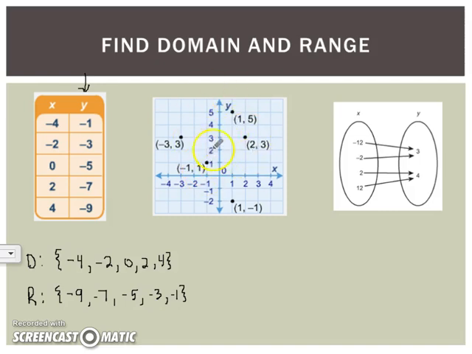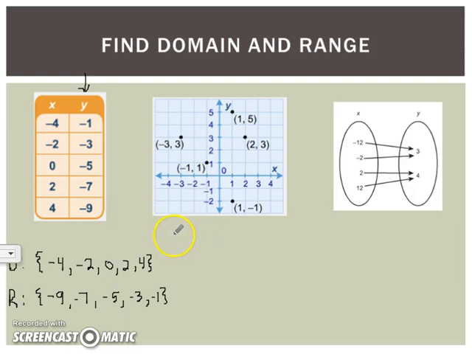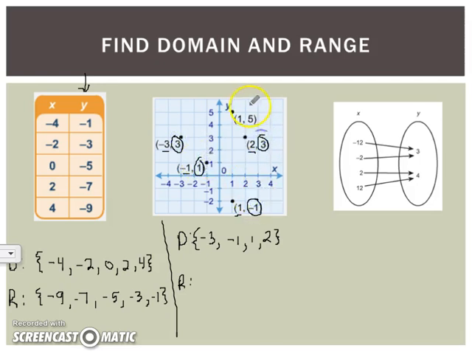Looking at our graph, or our coordinate grid, we would go and list all of the coordinates of the points. So for the domain values, x values, same idea. The domain for this one, I see we've got a -3, -1, 1, 1 is listed again, and a 2. So listing them in order, -3, -1, 1, and a 2. Make sure you've got your brackets. And our range values, we've got a 3, 1, -1, a 3 again, and a 5. So -1, 1, 3, and 5.